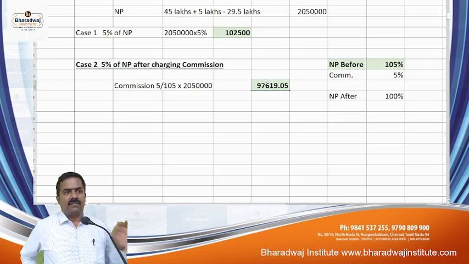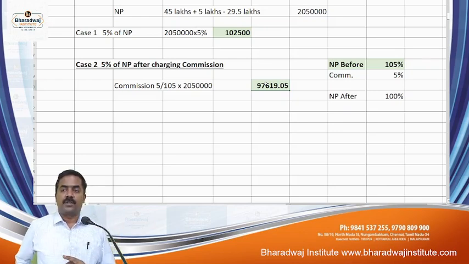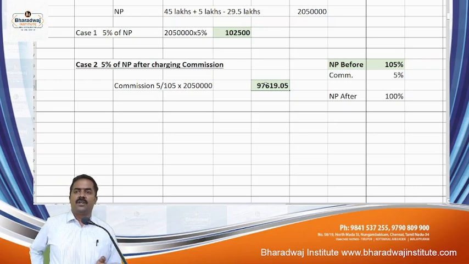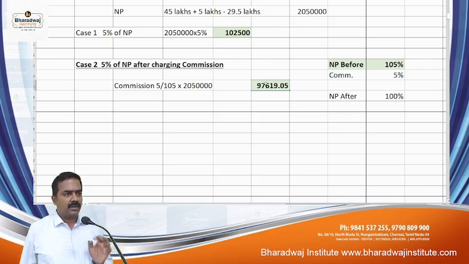Do you understand? If they just tell you 5% commission, just apply 5 by 100. If they use the words 5% after charging such commission, what do you do? 5 by 105.